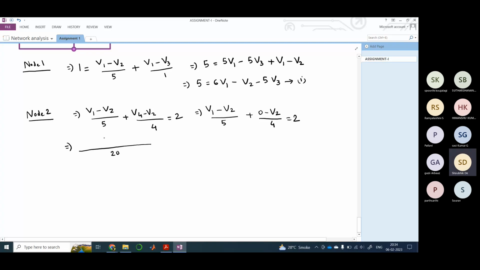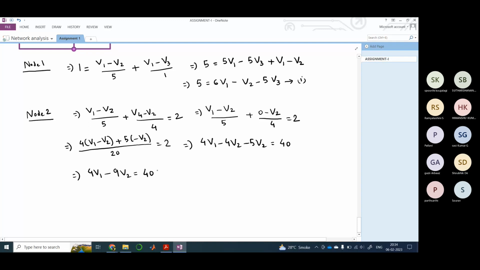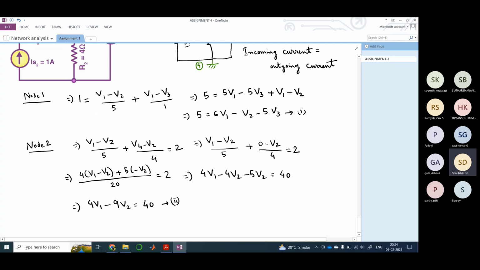So we need to take the LCM of this. So this would be 4 of (V1 minus V2) plus 5 of (minus V2), and this would be 20 times 2. So this would be 4V1 minus 4V2 minus 5V2, and I'll take 40 to the other side. So 4V1 minus 9V2 equals 40. So this would be my second equation since I have solved this node. And this is how I solve the nodal equation at node 2.